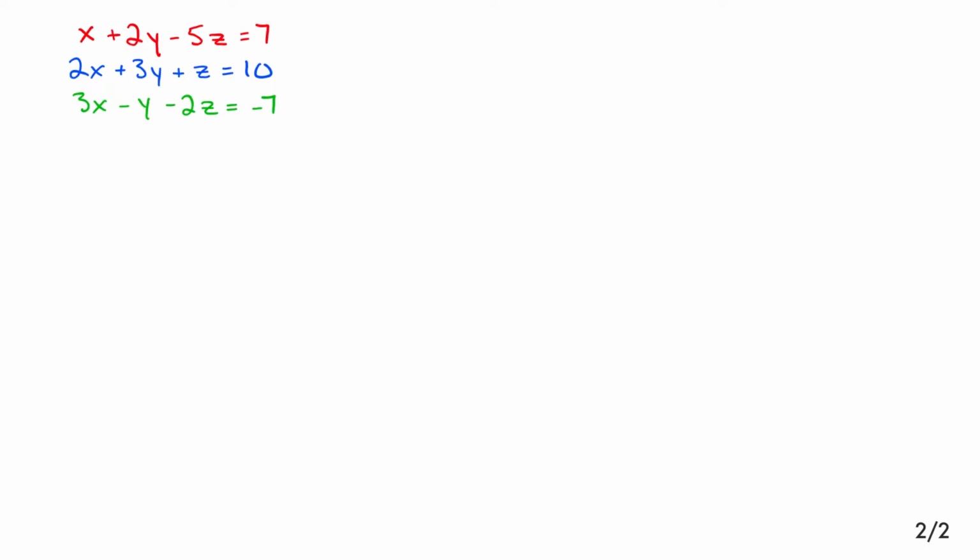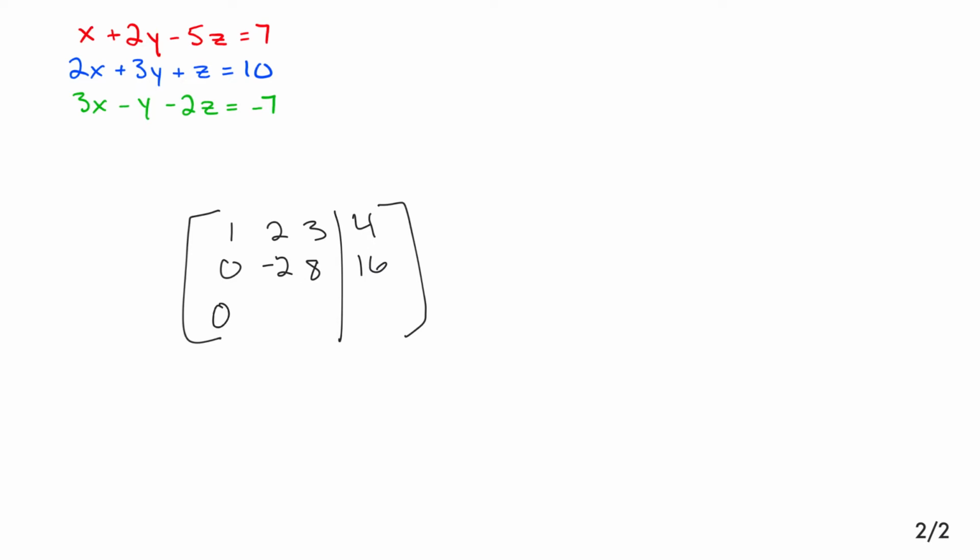Before I show you how to do this, I want to explain what we're trying to find. What we're ultimately trying to find is a matrix that goes something like this: 1, 2, 3, 4, and then something like 0, -2, 8, 16. I'm just making up these numbers. And then we get something like 0, 2, 0, and then 4.